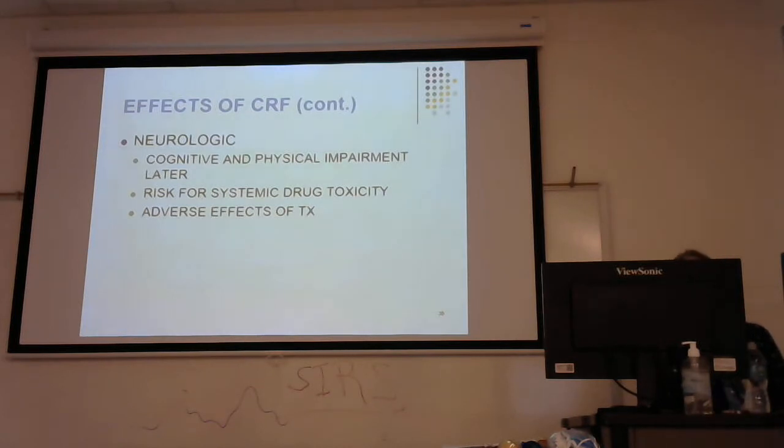Neurologically, cognition diminishes, physical impairment. Later on, risk for systemic drug toxicity and adverse effects of their treatments. They have lower perfusion to their brain, and they have toxins that are affecting their cognition.